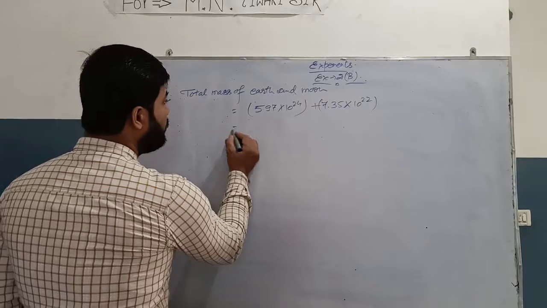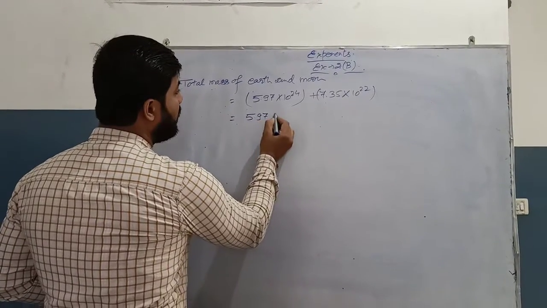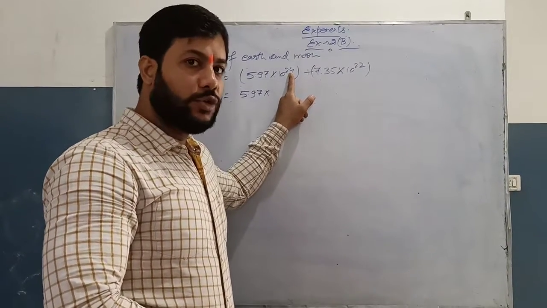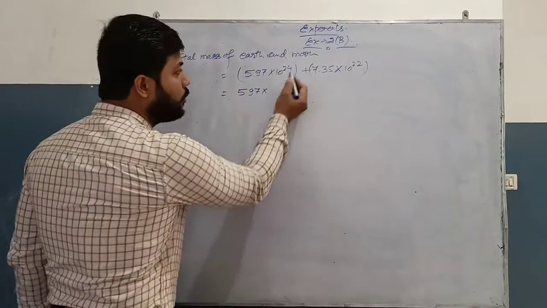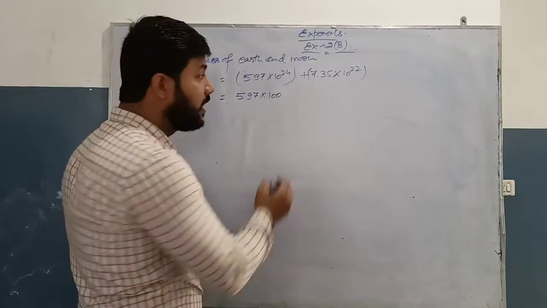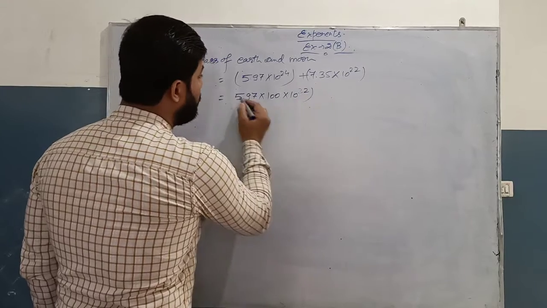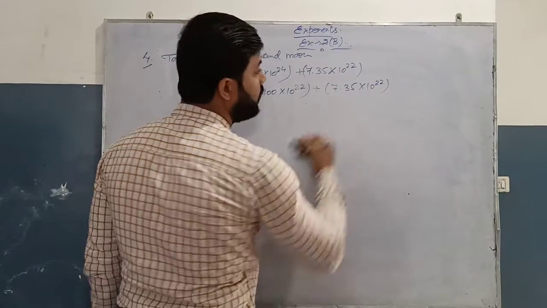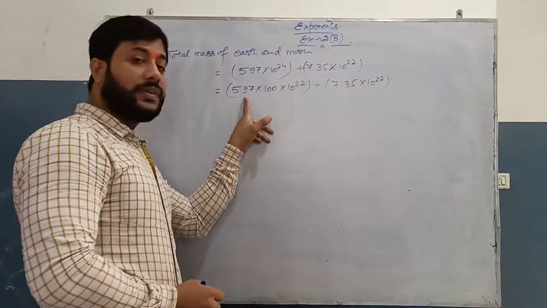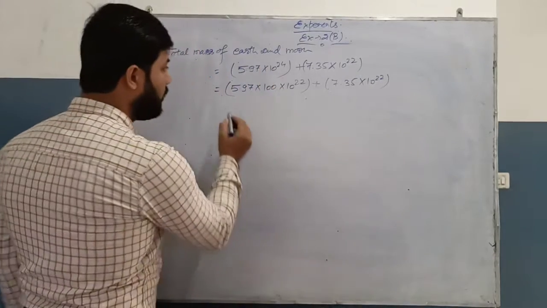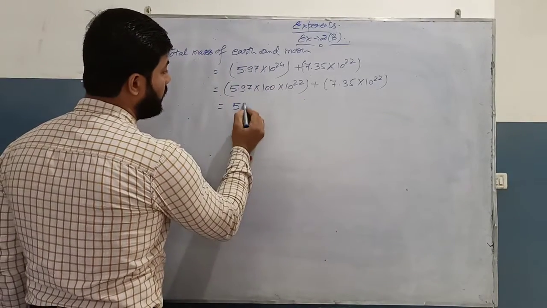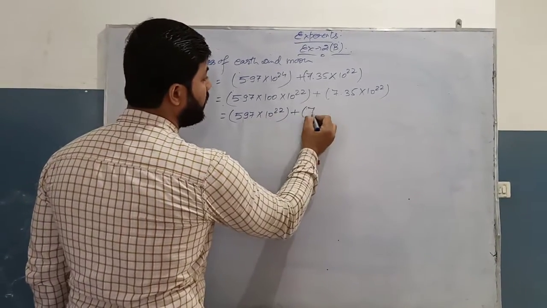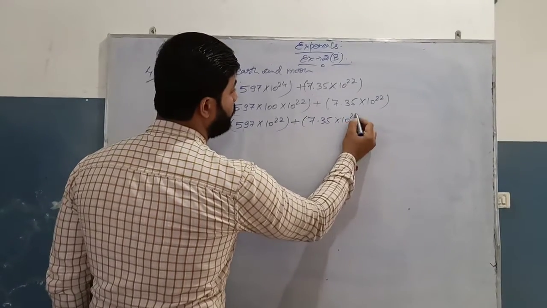So for that, what will we do? 5.97 into, we will take 2 zeros from here. Once 2 zeros are taken, that will be 10 to the power 22. Taking 2 zeros means 100 is taken, right? So that becomes 10 to the power 22 plus 7.35 into 10 to the power 22. Now 100 multiplied by 5.97 will give you 597. So that is 597 into 10 to the power 22, plus 7.35 into 10 to the power 22.